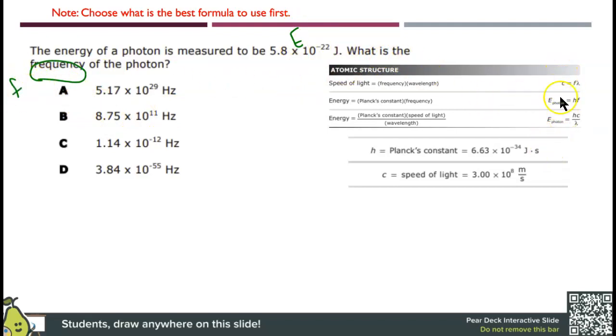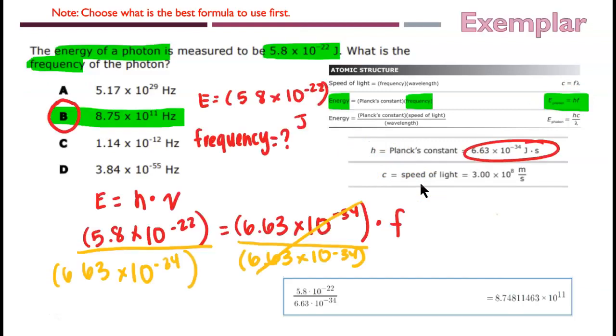So we don't know what frequency is. To choose our equation that we're going to use, we have to make sure that we have both E and F. So the one that has both E and F is this one here. So we have E, F, and remember H is Planck's constant. That number is already given to you. So you kind of just have to plug them in.